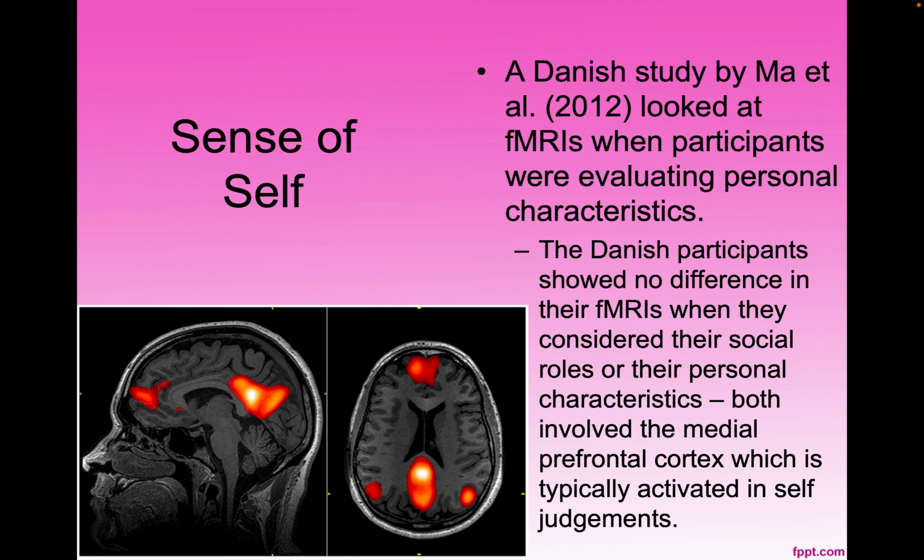A Danish study by Ma et al. looked at functional MRIs when participants were evaluating personal characteristics. The Danish participants showed no difference in their functional MRIs when they considered their social roles or their personal characteristics. Both involved the medial prefrontal cortex, which is typically activated in self-judgments.